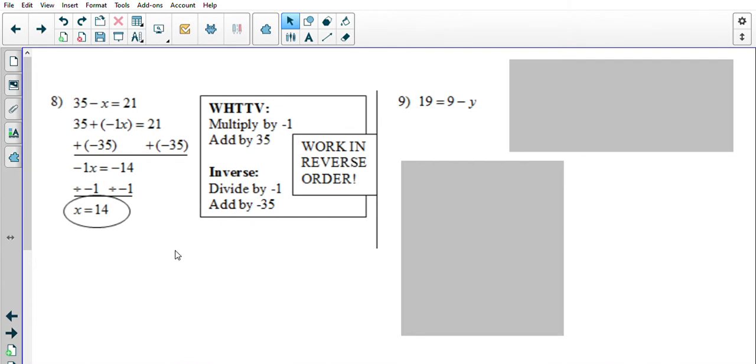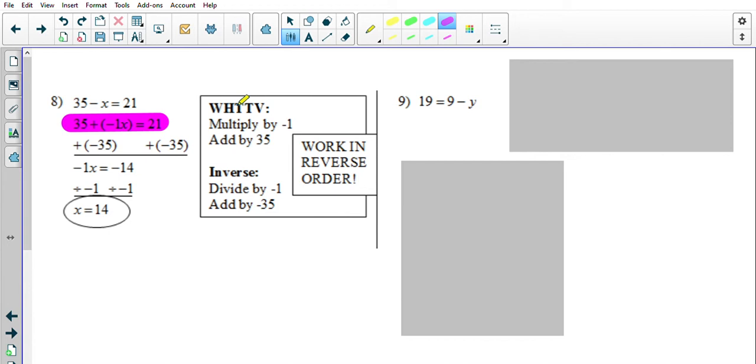So I'm going to ask you many times that anytime your variable comes after subtraction, that you rewrite it as an addition problem, that you add the opposite. So I'm actually going to rewrite 35 minus x equals 21 as 35, I'm going to highlight this in purple, 35 plus negative 1x equals 21. I'm also adding a coefficient of negative 1 in front of the x. I'm not really adding it. It's already there. It's just not normally shown.